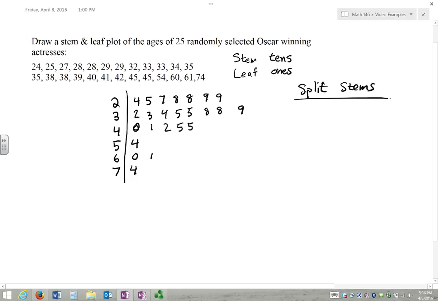If we had almost all of our data points from the 20s or 30s, this may not give us as accurate a picture, but split stems basically means we're going to break the 20s into 20 to 24, 25 to 29. Same thing with the 30s, same thing with the 40s. And of course we have to do that with all of them. We can't split some of them and not others. So this probably is not ideal for this data set, but we'll go through it anyway just to see what it looks like.